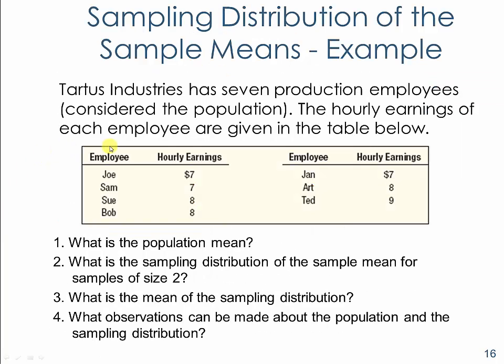They have 7 production employees, and that's considered the population. The hourly earnings of each employee are given in the table below. Now we're going to use just 7 employees because, as you'll see shortly, it gets pretty busy on the amount of calculations that we have to do. And here are the questions that we want to answer. What is the population mean? What is the sampling distribution of the sample mean for samples of size 2? What is the mean of the sampling distribution? What observations can be made about the population and the sampling distribution? Let's start answering these questions.